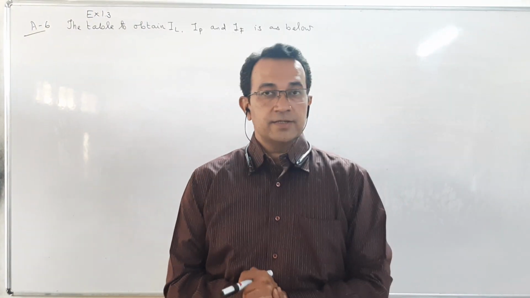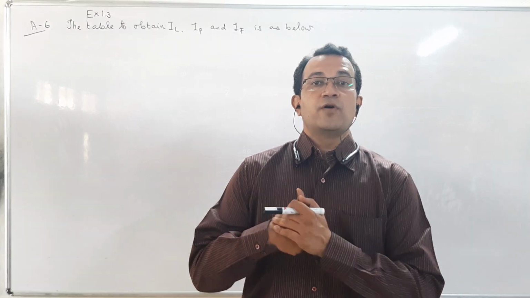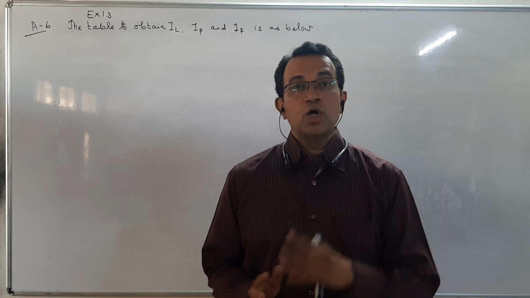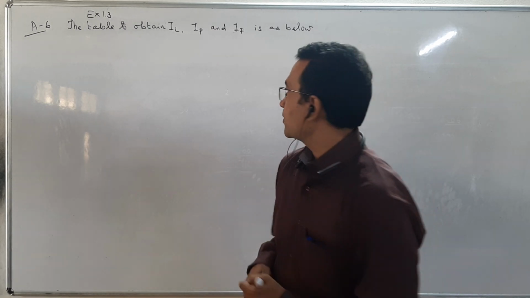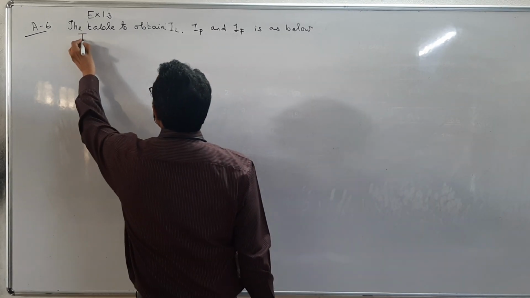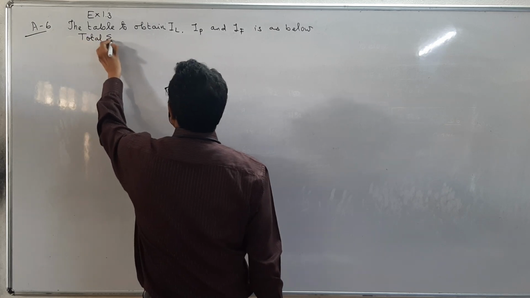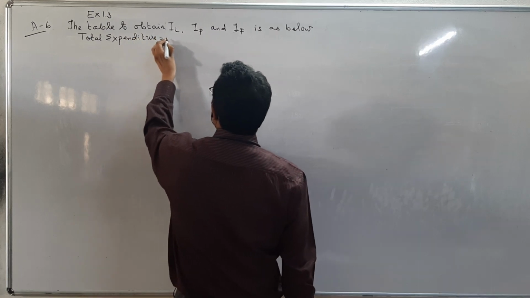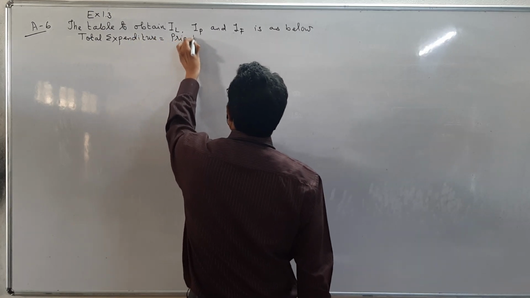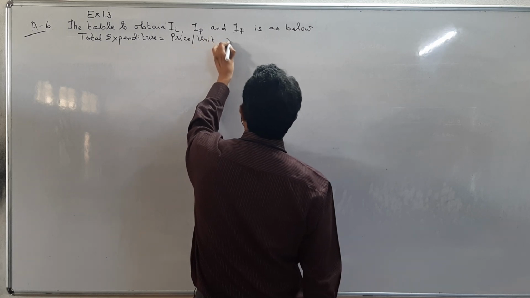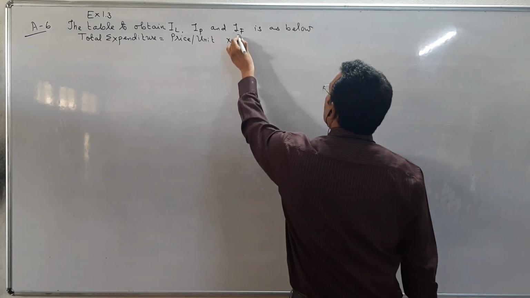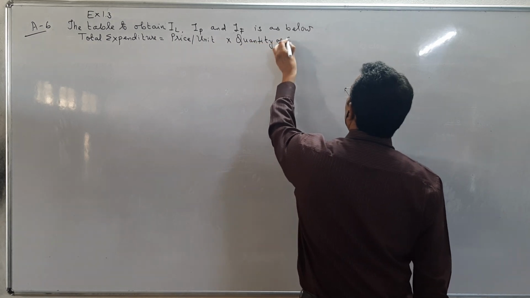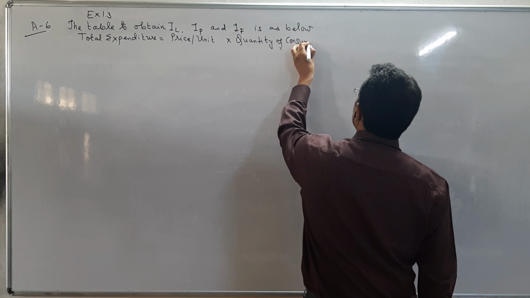Now students, here we have to understand one formula, and that formula, students, is the formula for total expenditure. Total expenditure equal to price per unit into quantity of consumption.